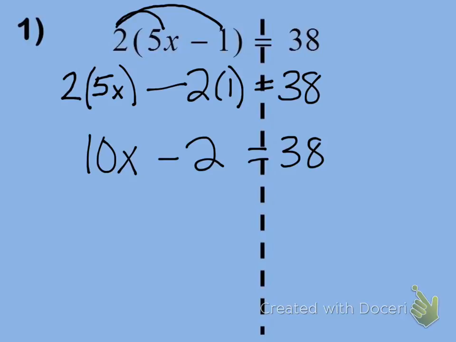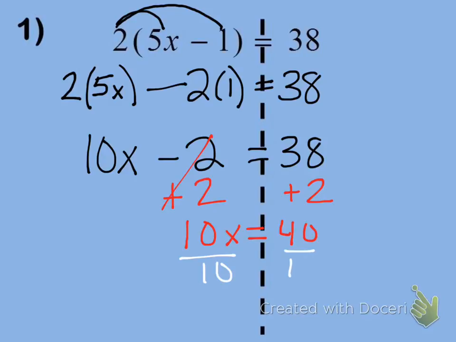So how would I do this? Add the 2. Very good. So that's 10x equals 40. Very good. And the final step, divide by the 10. So what do you get? X equals 4. Very good.